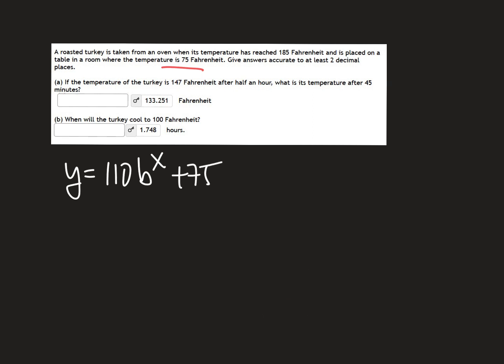Okay. Now I haven't used, so then it says, let's see. If the temperature of the turkey is 147 after 30 minutes, right? I'm changing the half an hour to 30 minutes because everything else is in minutes. So I've got 30 is 147. If I substitute this in, I'll be able to find out what b is. So 147 equals 110 times b to the 30 plus 75.